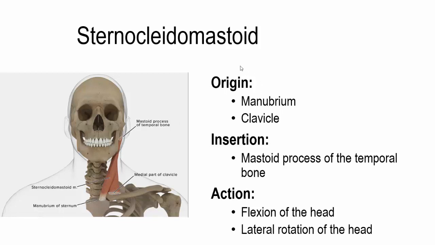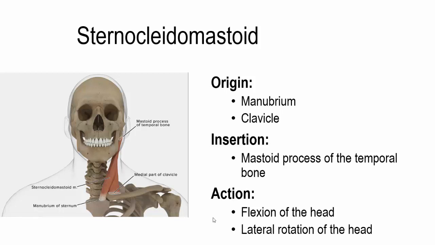The origin of this muscle is the manubrium and the clavicle. So you should remember these bones from studying for your skeletal system practical. Here's the manubrium and here's the clavicle. These two attachment points would be the origins for the sternocleidomastoid, and the insertion is the mastoid process of the temporal bone, which is this kind of large bump that sits just on the inferior portion of the temporal bone, just behind your ear.